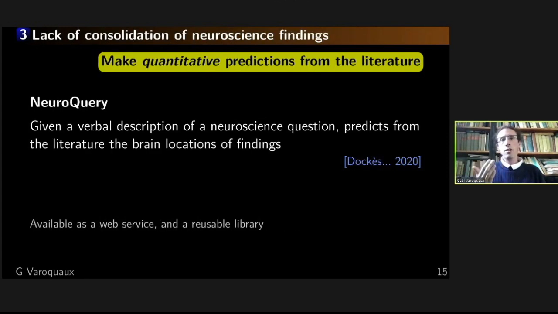There's a lack of consolidation across neuroscience findings. We should make quantitative predictions from literature. NeuroQuery does this. You give it a verbal description of a neuroscience question, it predicts from the literature the brain locations of the corresponding findings. It's also available as a web service, which you can use online.